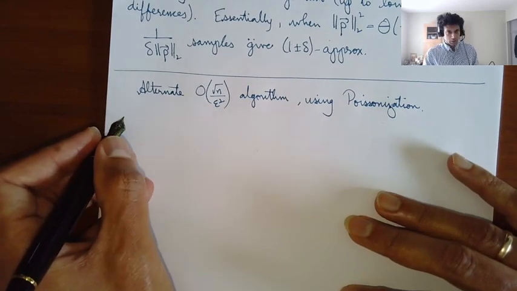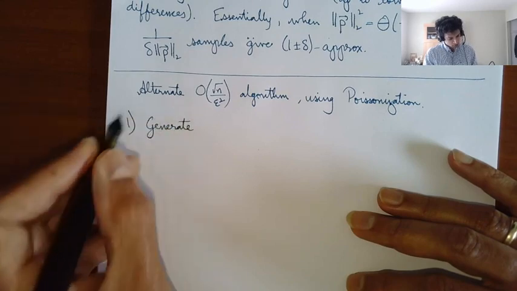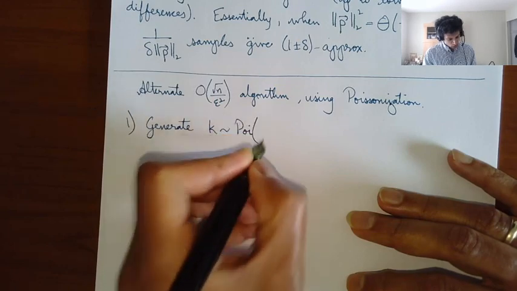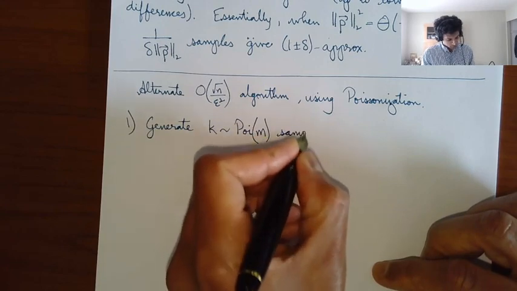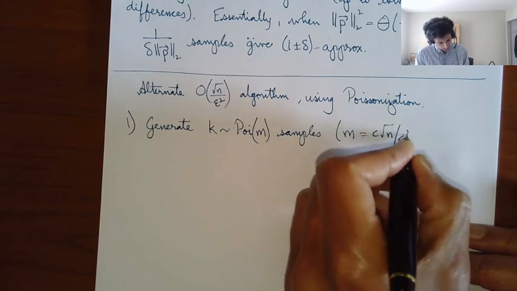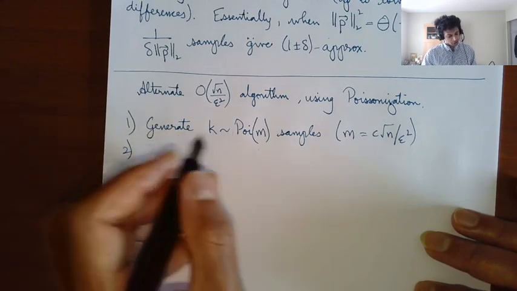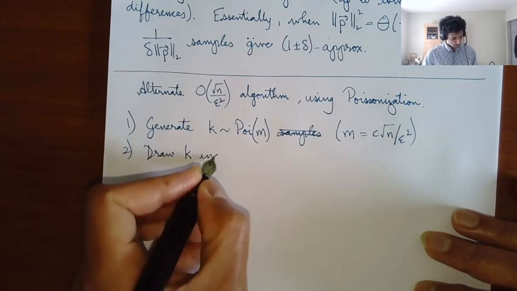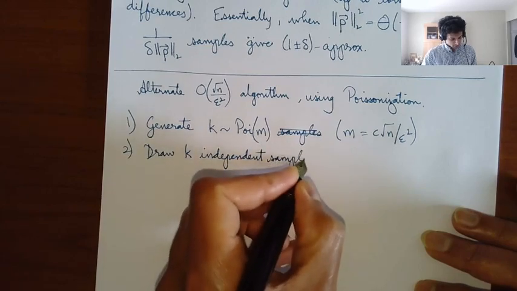Okay, so let me actually just describe the algorithm completely. I'm going to generate, and I'm going to call this K, to be Poisson of M samples, where M I'm going to set to essentially be root n over epsilon square. So first generate K from this, then draw K independent samples.